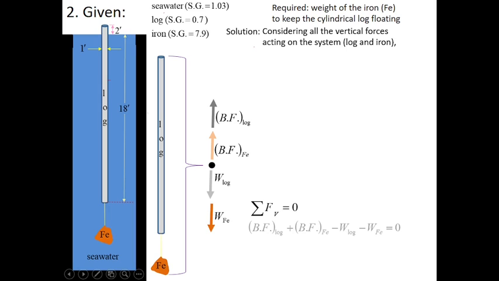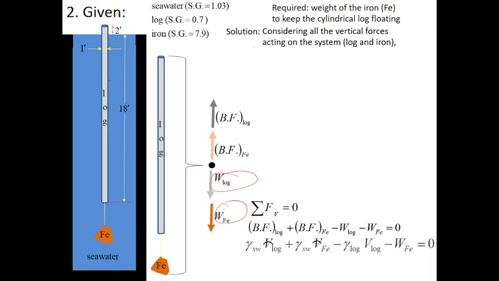And considering that, we have the buoyant force of the log, upward, buoyant force of iron, upward, so positive. Weight of the log, negative, downward, weight of iron, downward, so negative. So, with that, we continue.